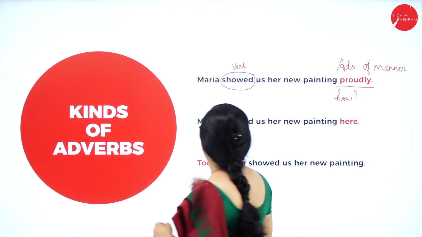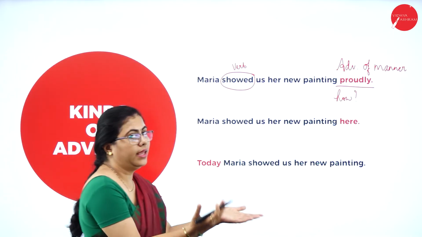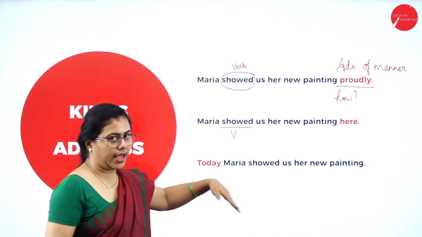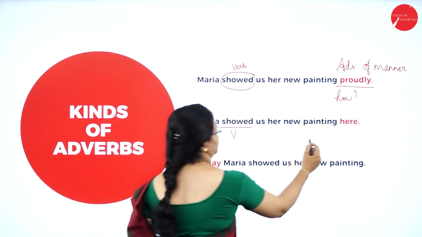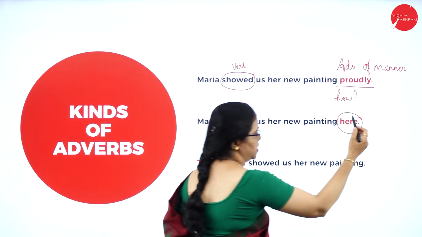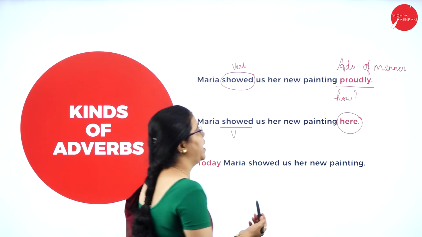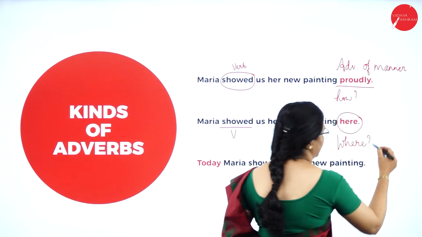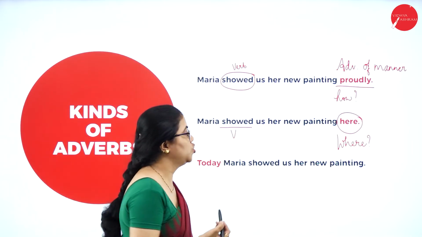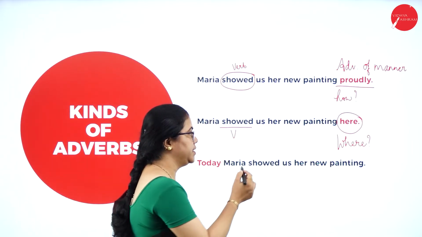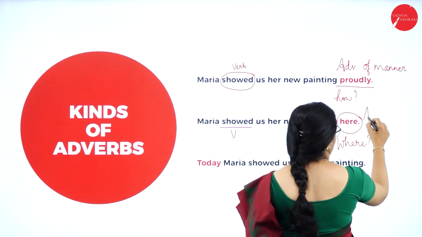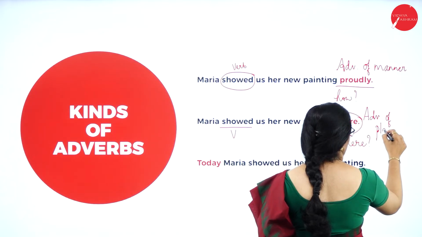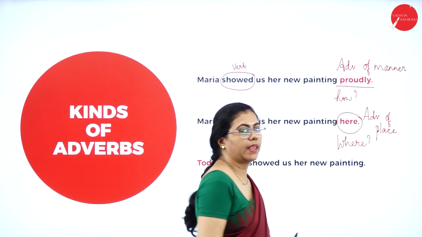Fine. So next we have "Maria showed us her new painting here." Again, showed is the verb in the sentence. I need not tell it again and again. So after this, you have this word added here. Where did she show her painting? This is answering the question, where? She showed us here. So this adverb is telling us about the place. So this is an adverb of place.